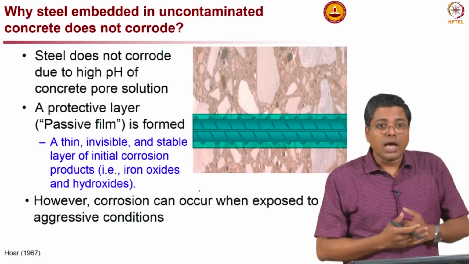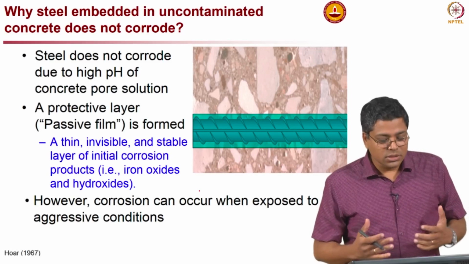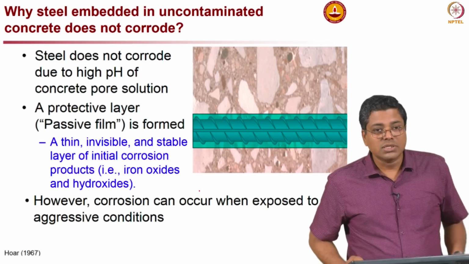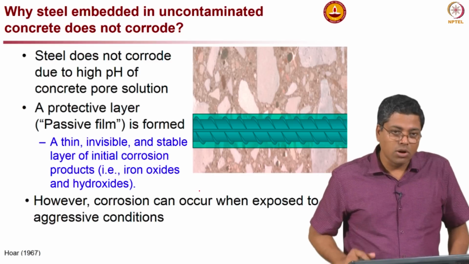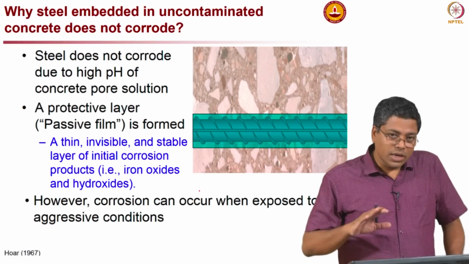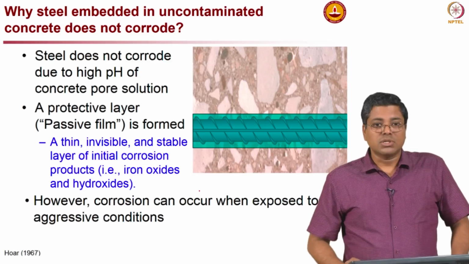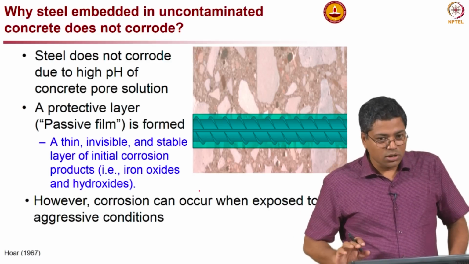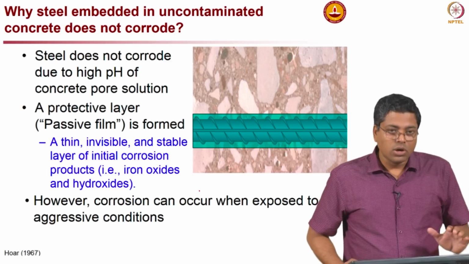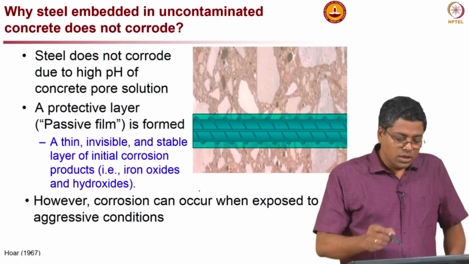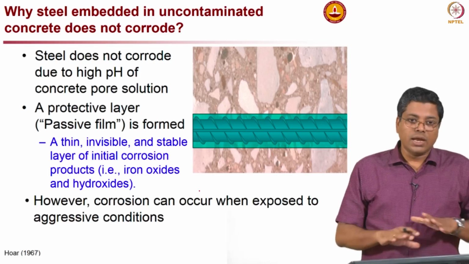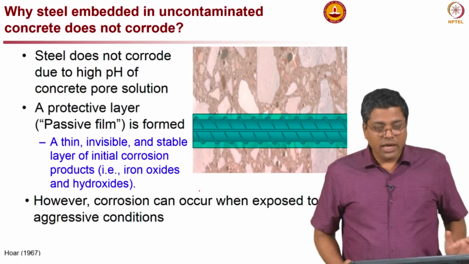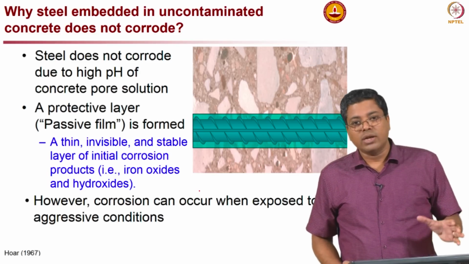Now, what happens is, in real structures you will see that there will be some kind of contamination, and the pH will drop. When you talk especially about carbonation induced corrosion, the pH will drop, which will lead to corrosion. When you talk about chloride induced corrosion, the chlorides will reach the steel and then damage or break the passive film which is formed at the beginning.